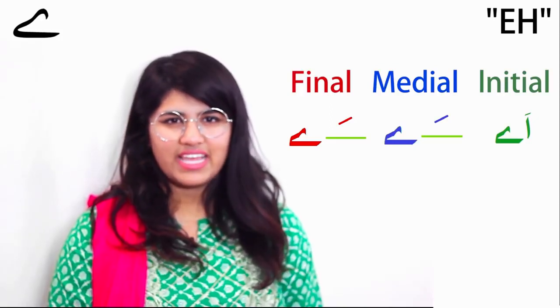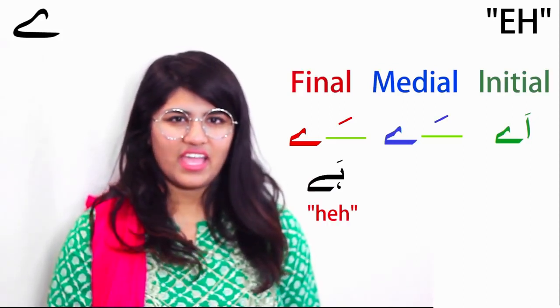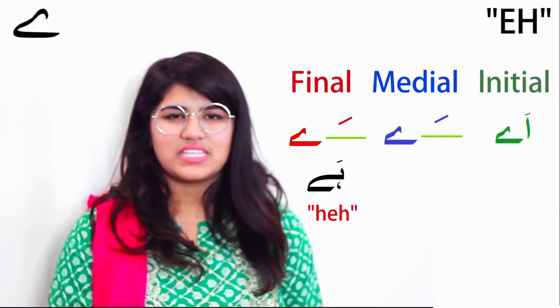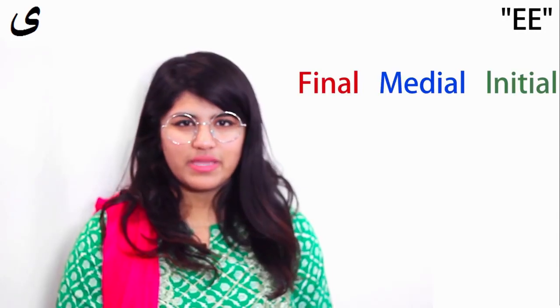For the final position, you have your zabar and your bariye, and the word is he. He means is. The last one is the E sound, which is spelled with choti ye. In the initial position, on your alif, you have a zer, and choti ye. The word we're using is eat.